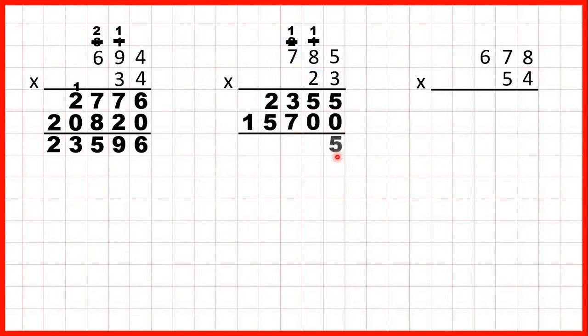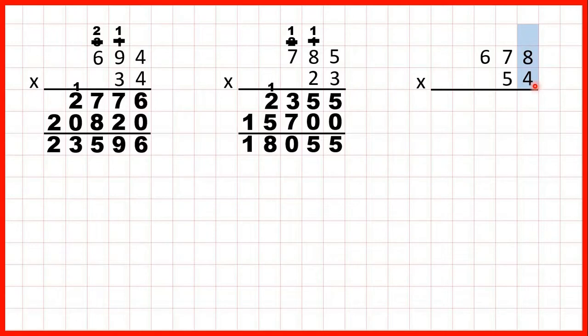5 plus 0 is 5, 5 plus 0 is 5, 3 plus 7 is 10, so 1, 0. 1 plus 2 plus 5 is 8, and nothing plus 1 is 1. So our answer is 18,055. Now let's try 678 times 54.